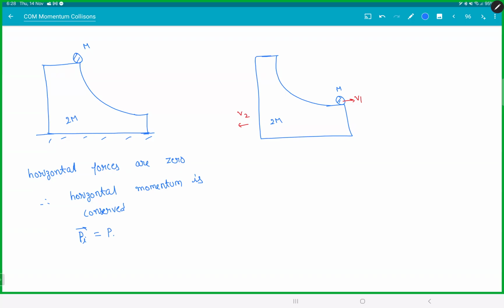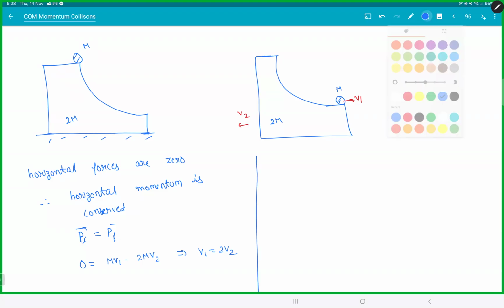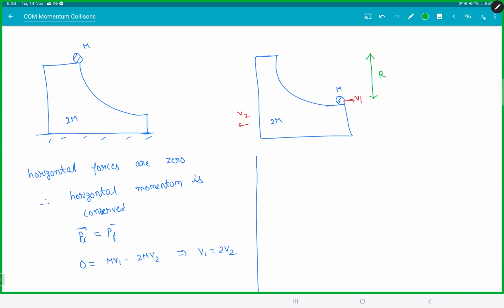Initial momentum is equal to final momentum. What is initial momentum? 0. Final momentum is mv1 minus 2mv2. Signs are important. v1 is equal to 2v2. This is your first equation. Next, since work done by external forces is 0, energy is conserved. So generally when you use conservations, you will get at least 2 conservations that will help you solve.